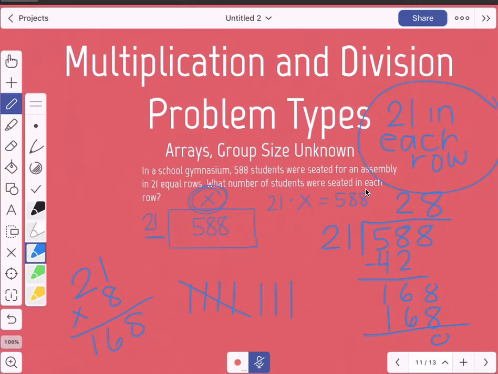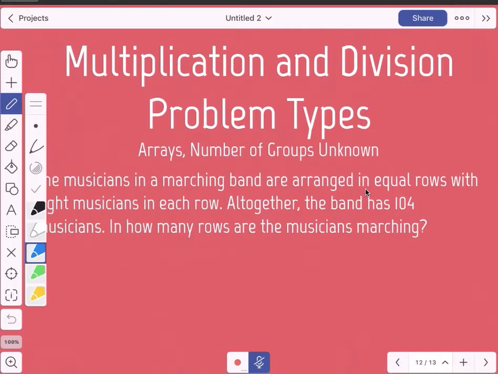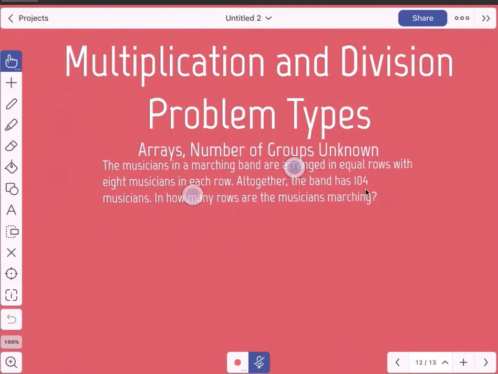So that's an example of how I knew my groups. I knew my whole, but I needed to find out how big my groups were. So make sure you're writing these down. Pause if you need to. All right, and the last one, again, it's an array. We know that we're going to be working with a rectangle model.